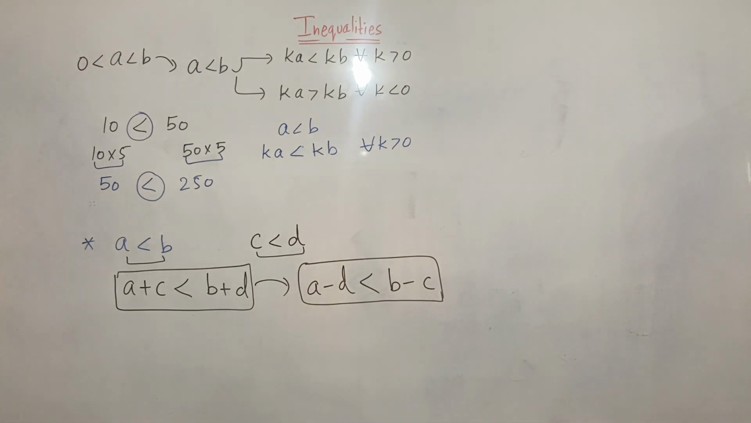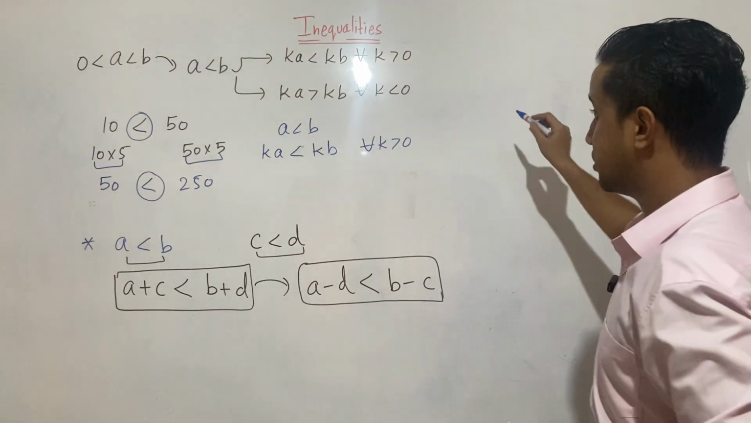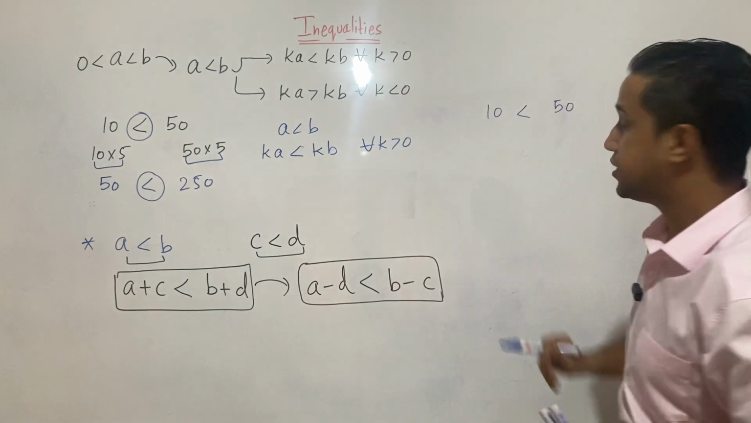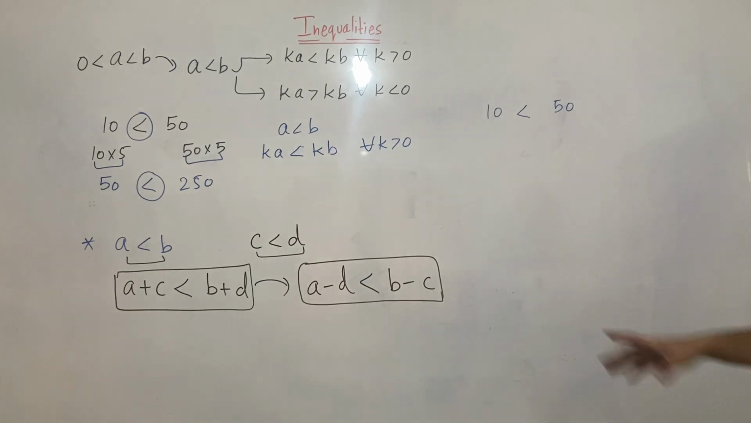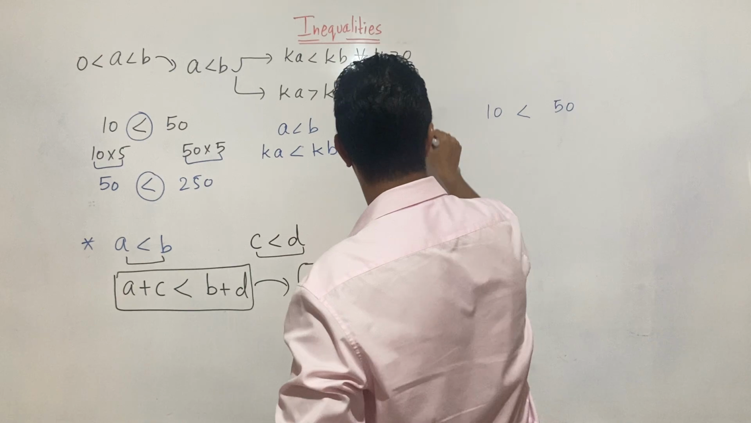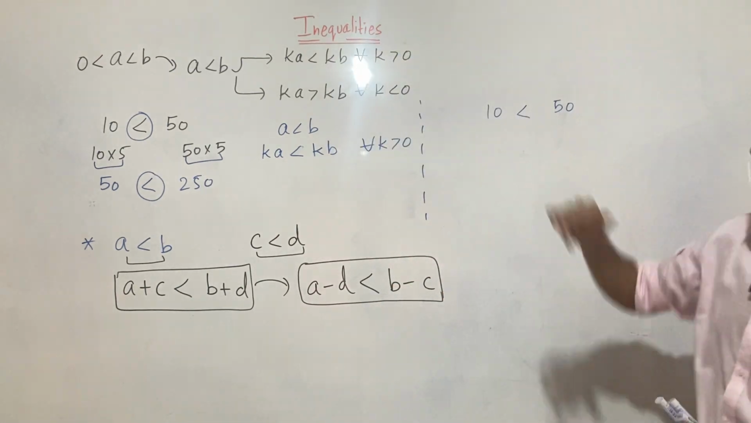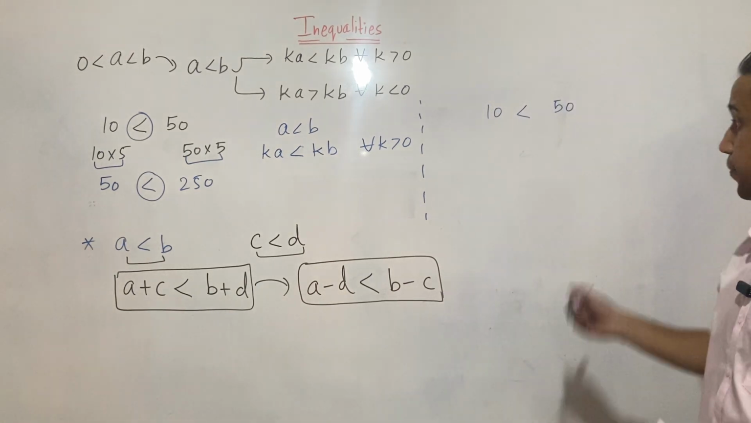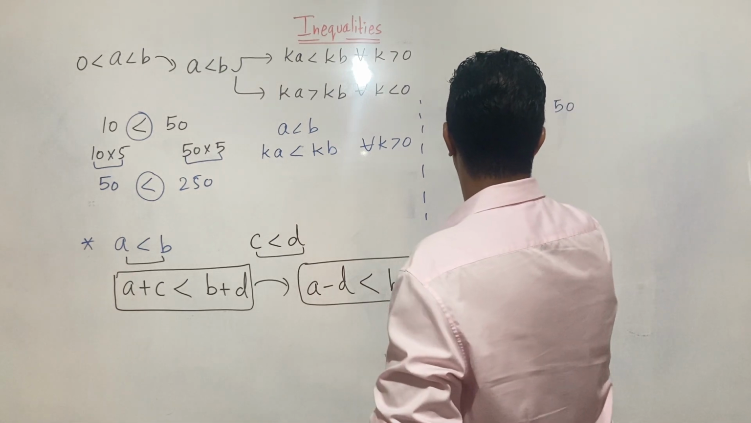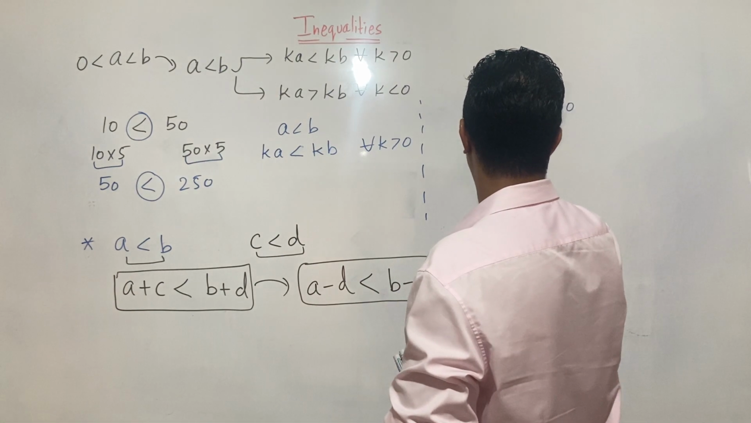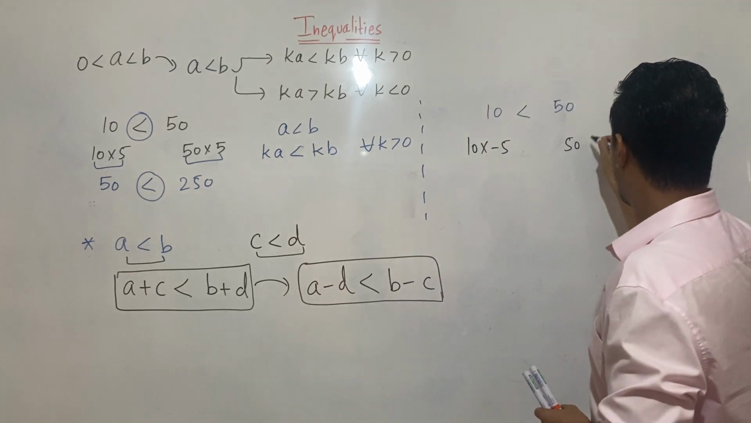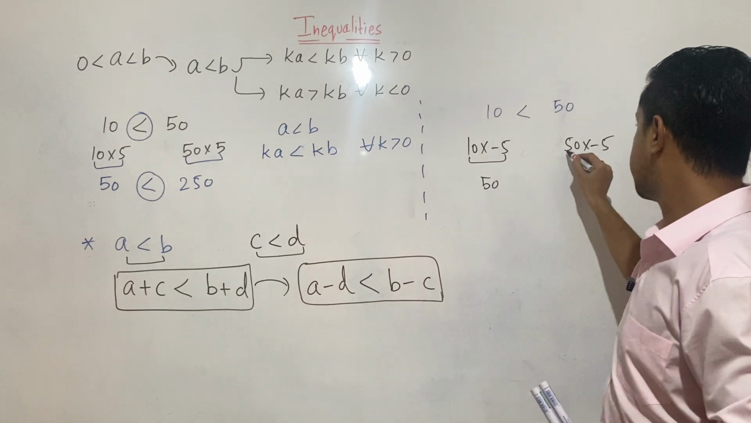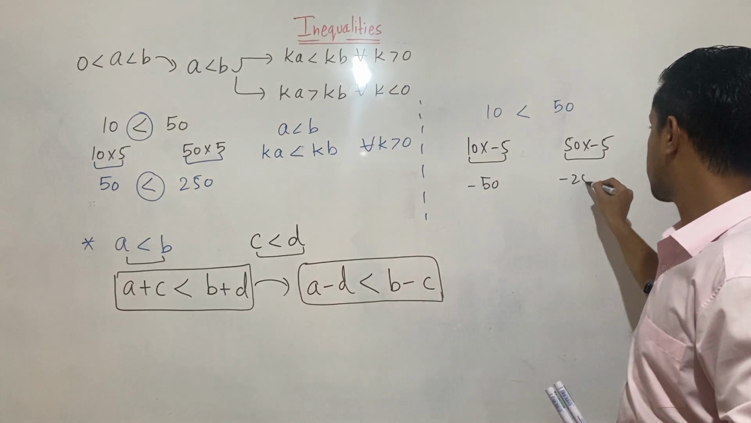Now move to the other case. Here again we'll take the same example, 10 and 50. Obviously 10 is less than 50. This time we are going to multiply either side with a negative real number. Let's say 10 multiplied by minus 5, and here with the same minus 5. Now here I have minus 50, and here minus 250.